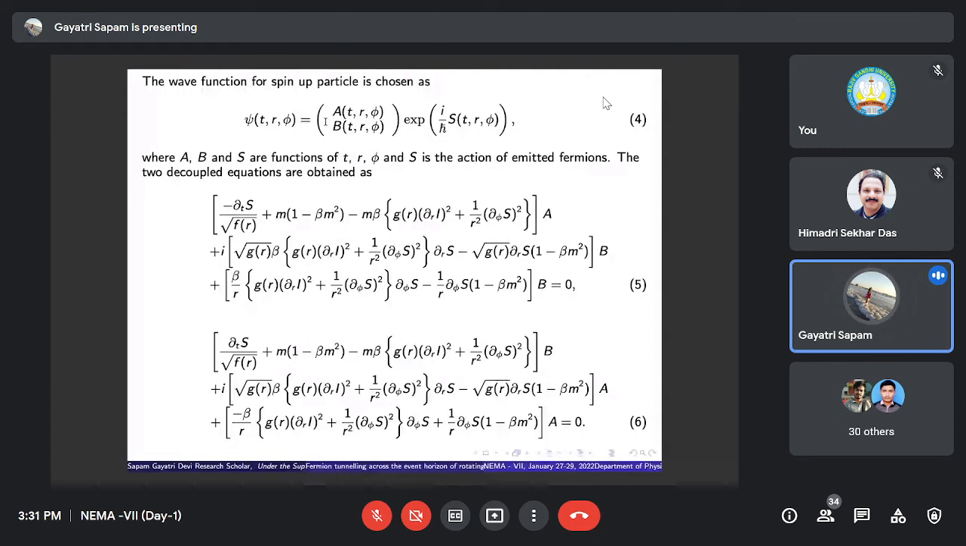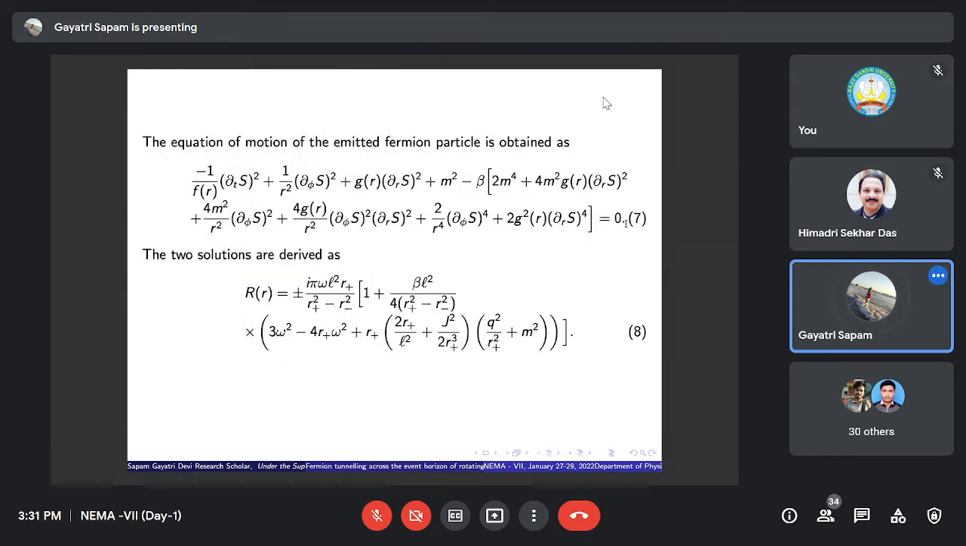By taking the determinant of equations 5 and 6, we get an equation of motion for the emitted fermion particles given by equation number 7. Now we are going to solve this equation to get the radial solution of equation 7. So this is the radial solution. Why am I solving the radial equation? Because we are going to use the WKB approximation method to get the tunneling probability of fermion particles, and we are going to compare that with the Boltzmann factor of the thermodynamics, because we need the temperature factor from there.